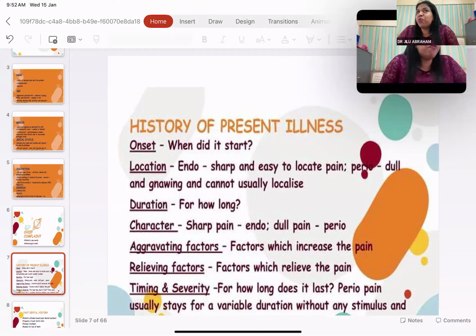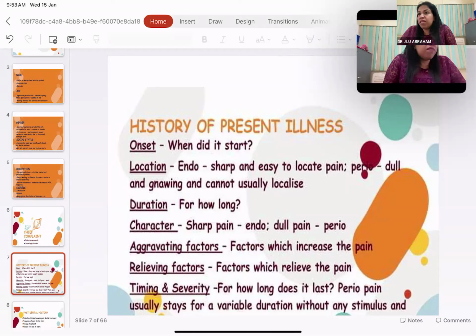All these things we have to know, and the duration also, and the character, like sharp pain or dull pain; we record all of this in the history. Ask the patient whether there are any relieving factors, whether they have taken medication to relieve the pain. Likewise, we have to know any aggravating factors. Some people tell us they have more pain while chewing, for example. So we have to know the aggravating and relieving factors and the severity of the pain.